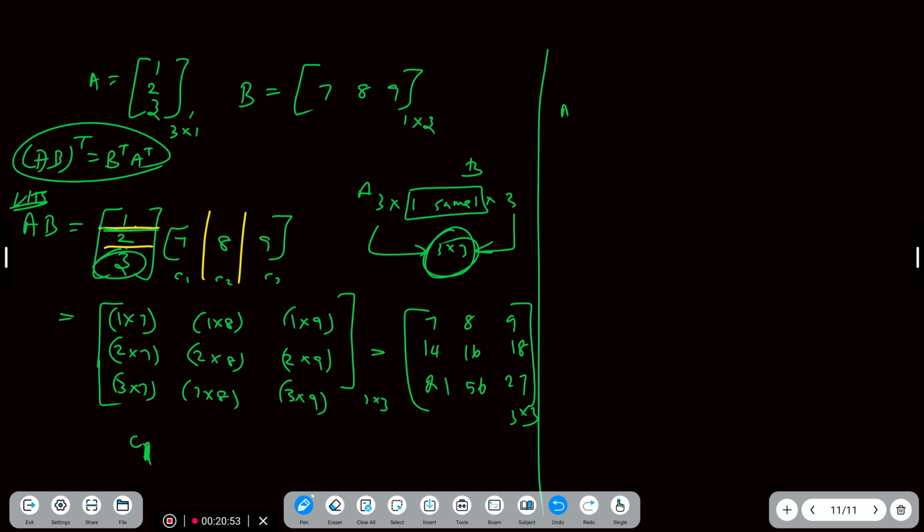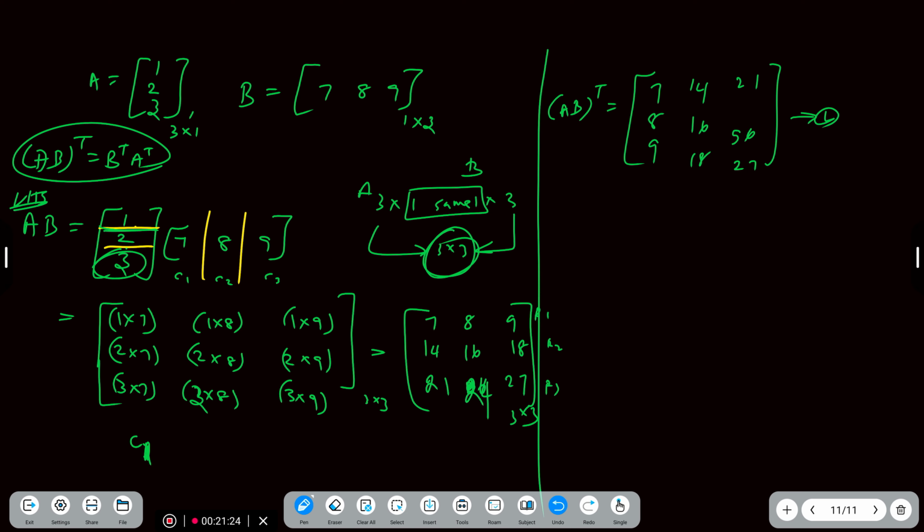This is AB. AB transpose, what? We have to write the row 1 as column 1. So 7, 8, 9. Row 2 I will be writing as column 2. So 14, 16, 18. And row 3 I will be writing as column 3. Means 21, 56, 27. This is my answer number 1. Same thing you should get for the right hand side. So this is 3. Then 24. Sorry, then here 24.